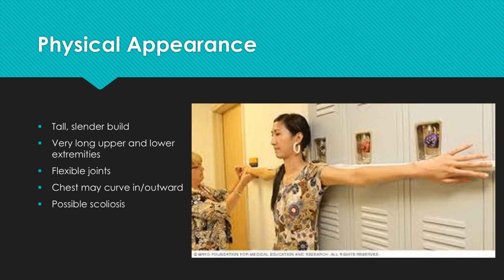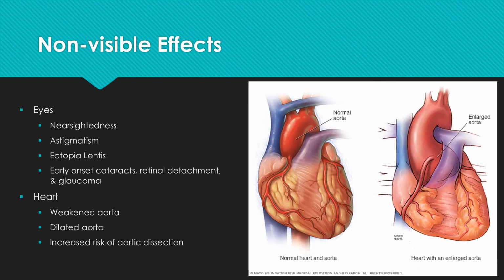A person with Marfan syndrome may appear to have a very tall and slender build with very long upper and lower extremities. Their joints may be abnormally flexible, their chest may curve inward or outward, or scoliosis, which is an abnormal curvature of the spine, may be present. There are also non-visible effects of Marfan syndrome.